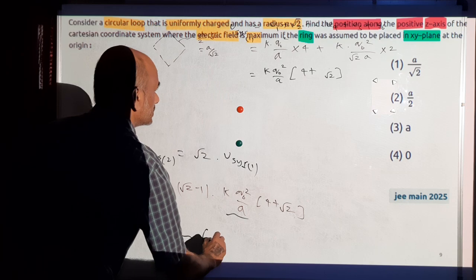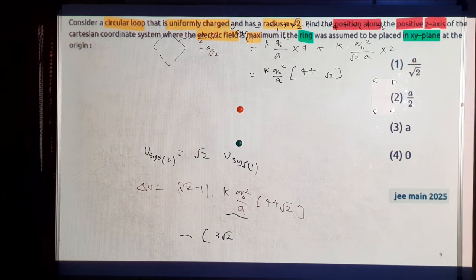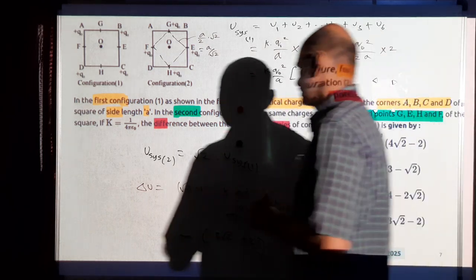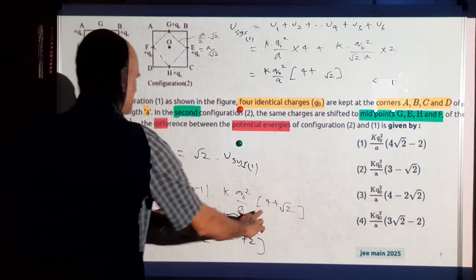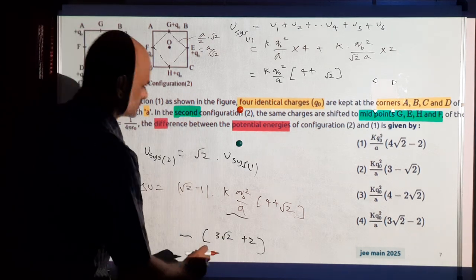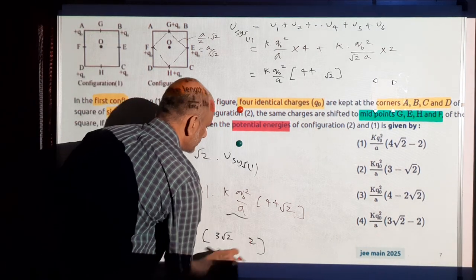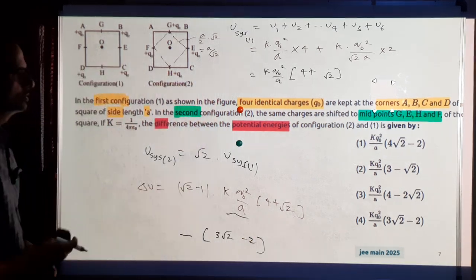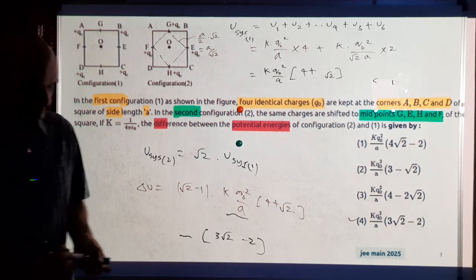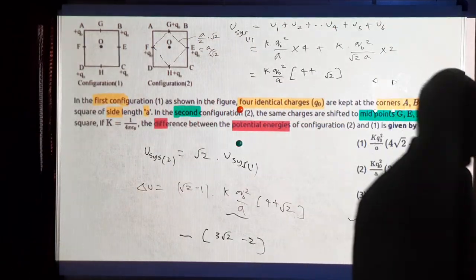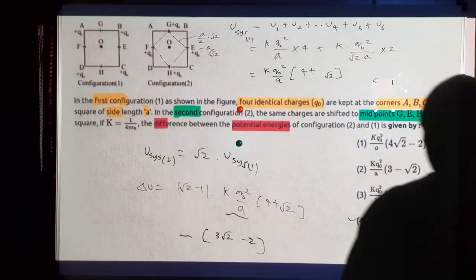So it will be 3 root 2. Okay, this into this is 3 root 2 and then minus 4 and then plus 2. So it's minus 2. So option 4. 4 is the correct answer.